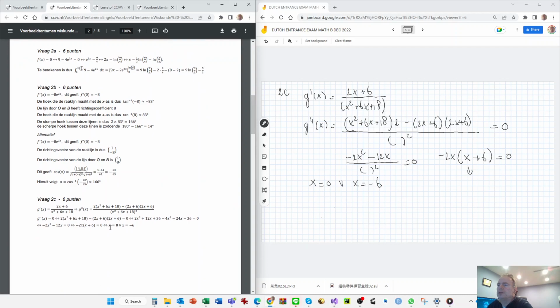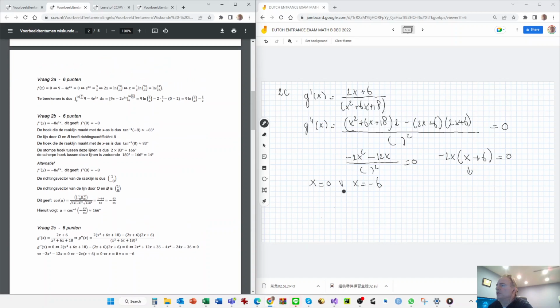So here it is, x is 0, x is minus 6. They don't say anything about proving that these points are extremes, or that the derivative there is an extreme. So maybe this is just good enough. But to be rigorous, that is definitely necessary.